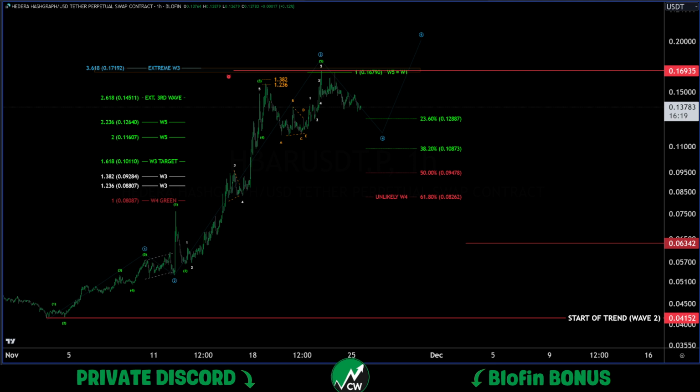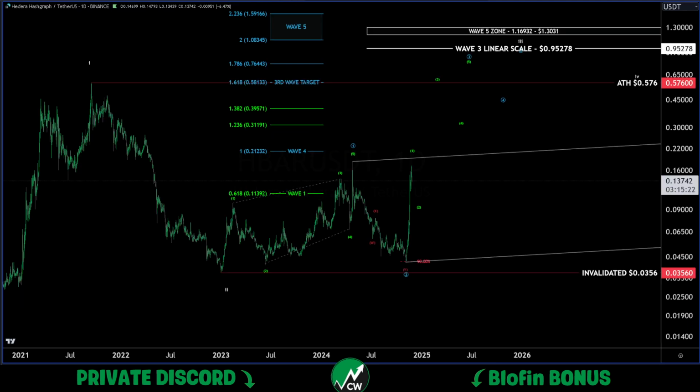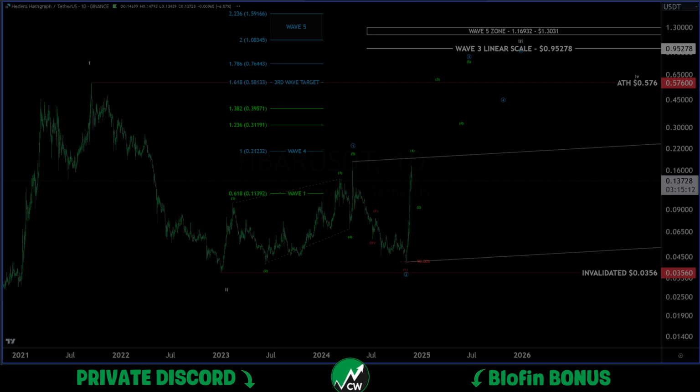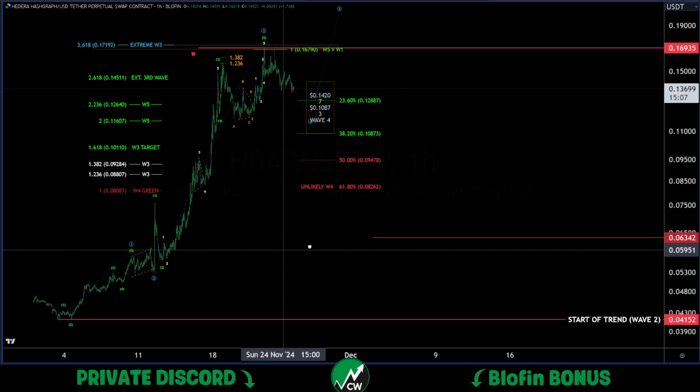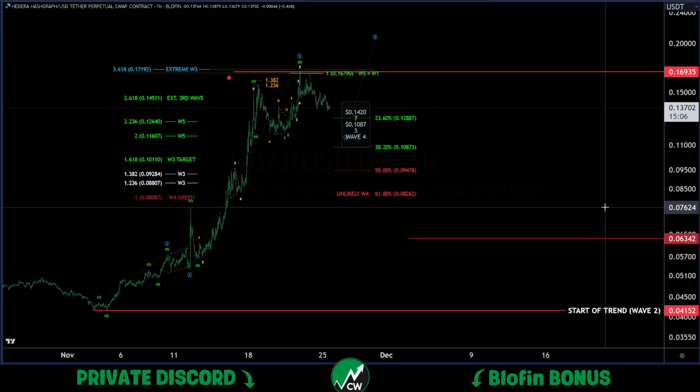For our smaller degree trends, I'm on the Blowfin chart. If I go back to the Binance chart, sorry, having some technical difficulties, freezing charts. I'm going to start the count from this low over here. This is our third nested one too, down to the hourly, looking to complete a 5-wave move to the upside.